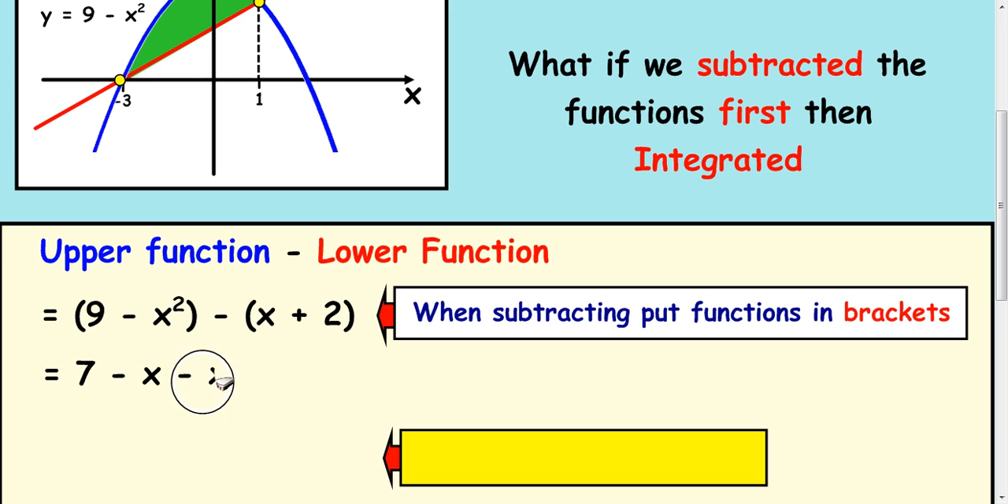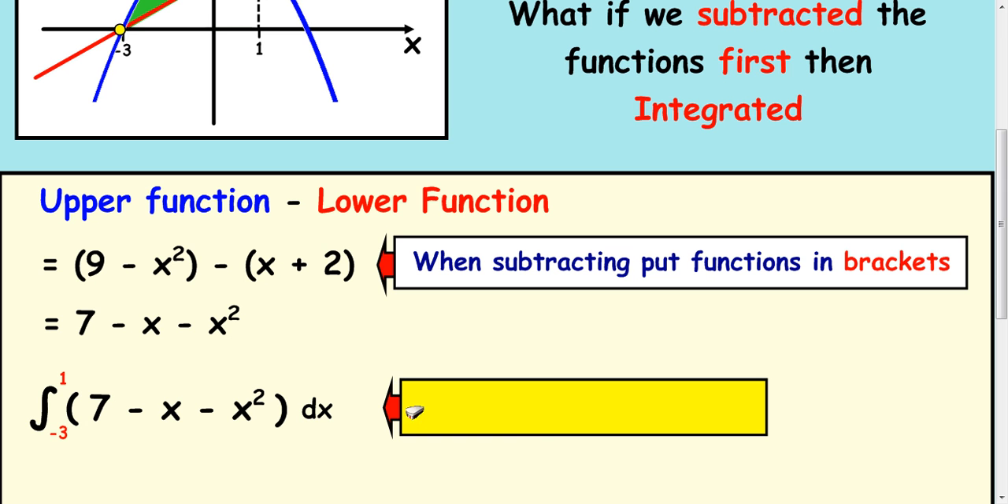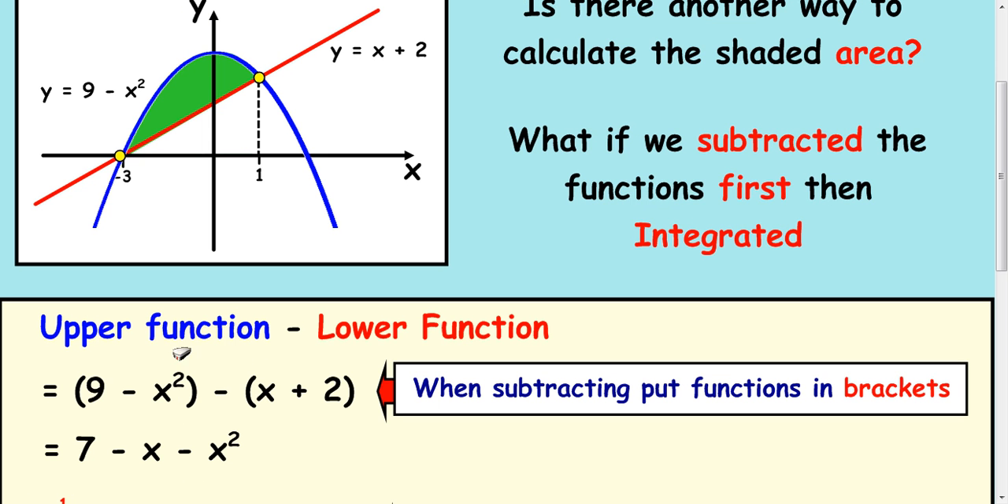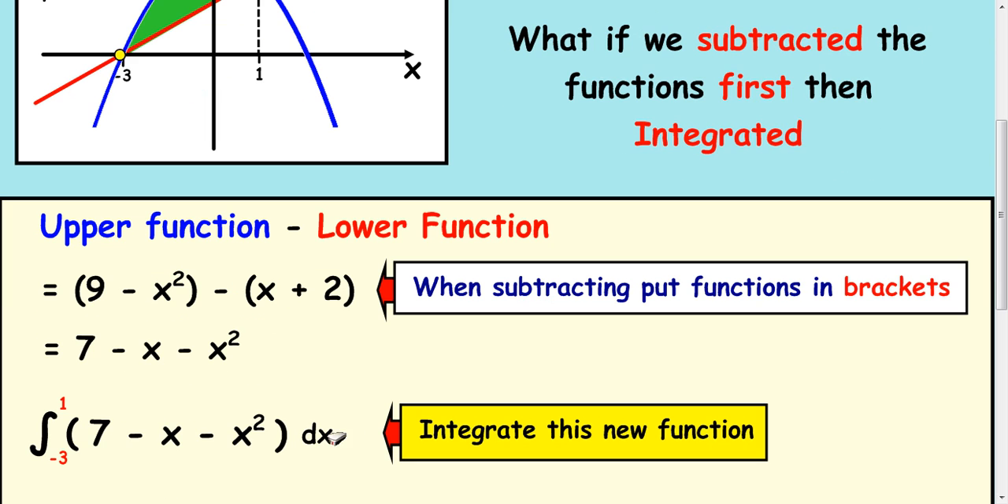If you multiply this out, we get 9 take away x squared, take away x, take away 2. We do the 9 take away 2 to get 7. Now that we've got that, we can integrate this new function, 7 minus x minus x squared, between negative 3 and 1. If we can integrate this correctly, then we will get the answer instead of doing two separate integrations. So a bit of algebra at the start, upper function take away lower function, and then one integration sum.